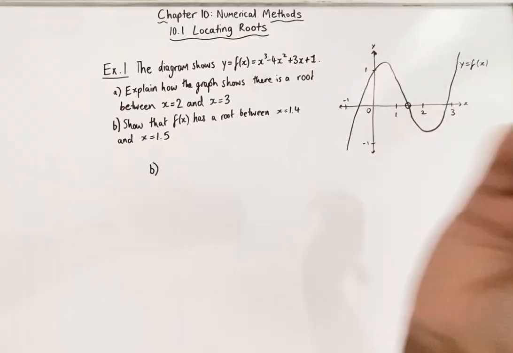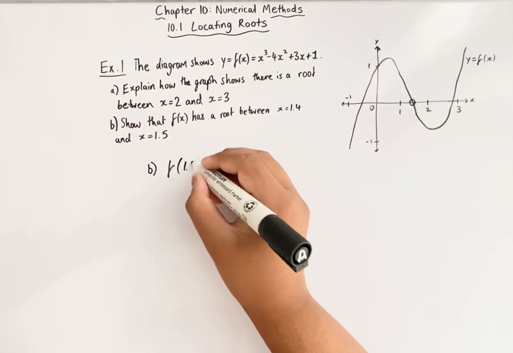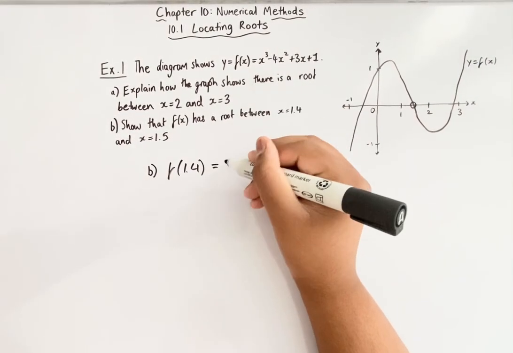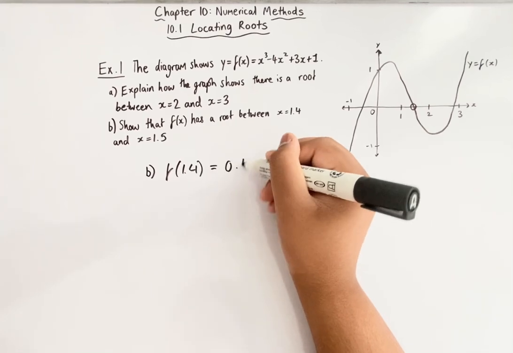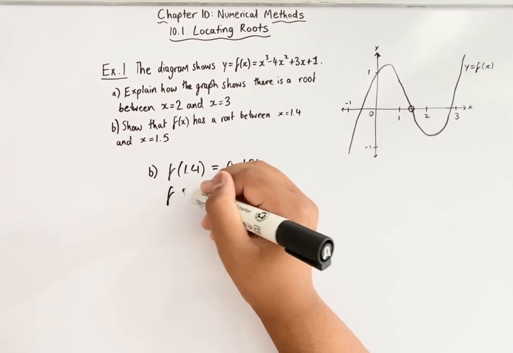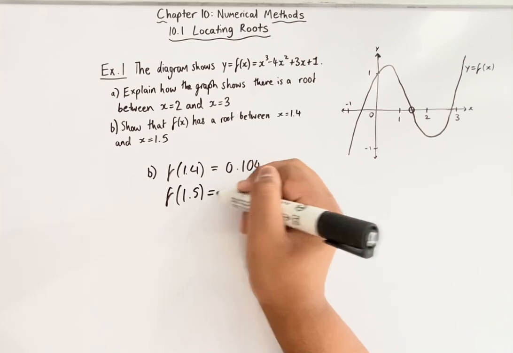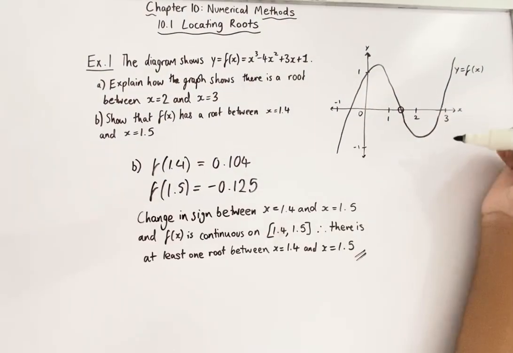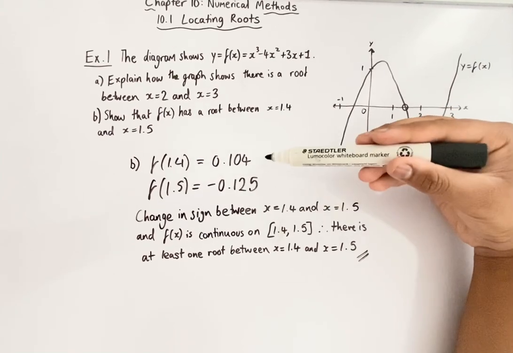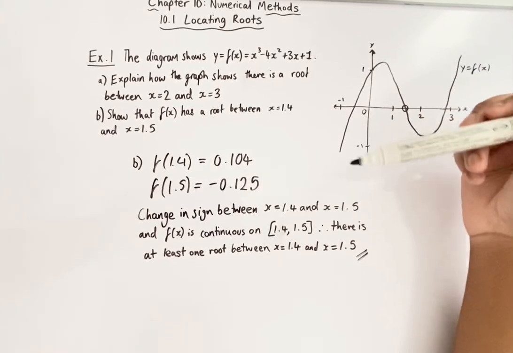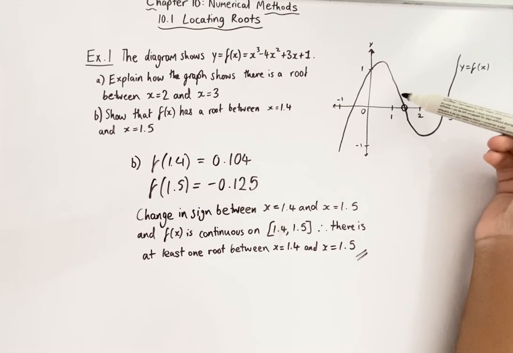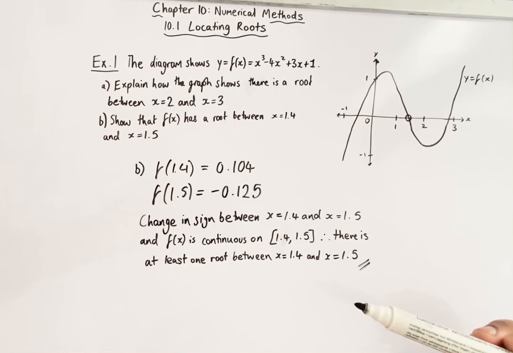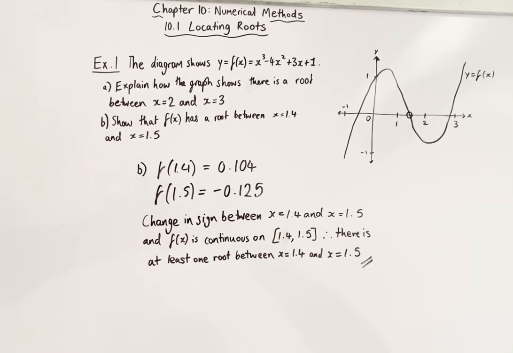This means that there is a root of f(x) between x equals 2 and x equals 3. For Part B, if we find f(1.4) by plugging x equals 1.4 in, we get f(1.4) is 0.104. If we do the same for f(1.5), we get negative 0.125. As there's a change in sign between x equals 1.4 and x equals 1.5, and f(x) is continuous on the interval [1.4, 1.5], that means that there's at least one root between x equals 1.4 and x equals 1.5.